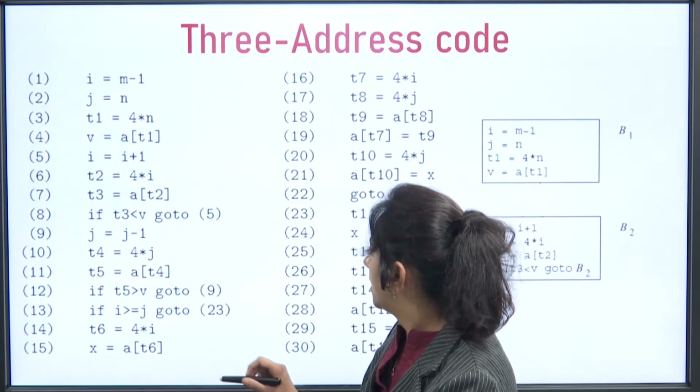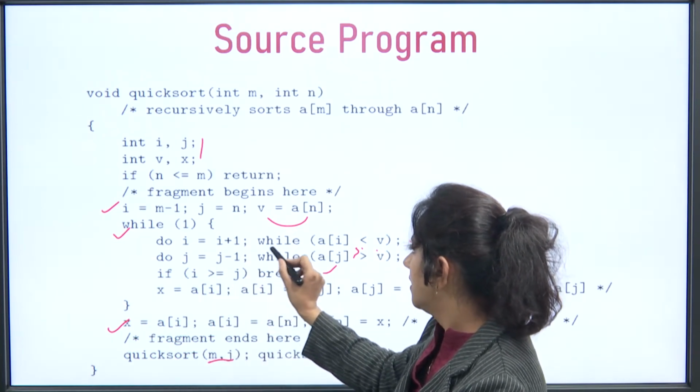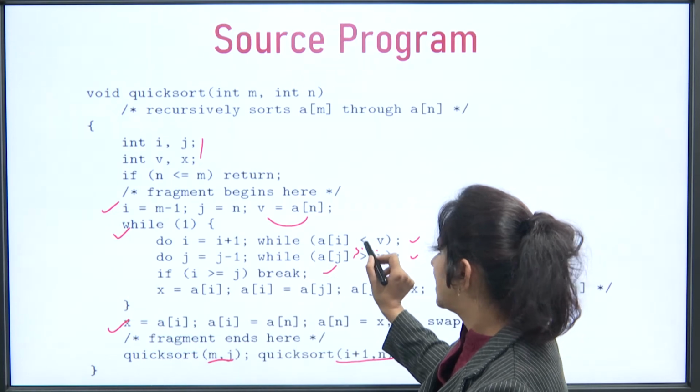Now, see here we have the loop: i is equal to i plus 1, while a of i is less than v.